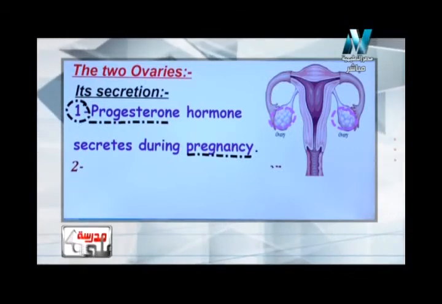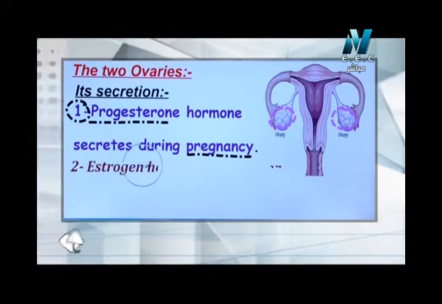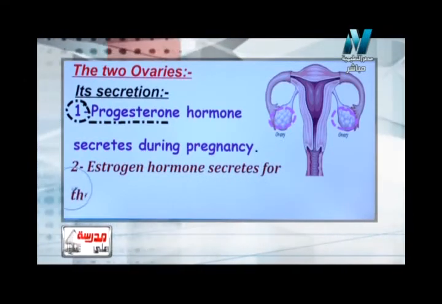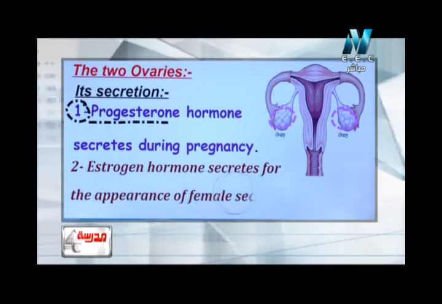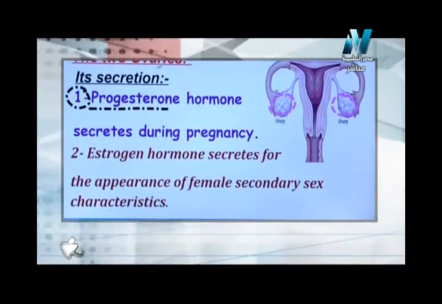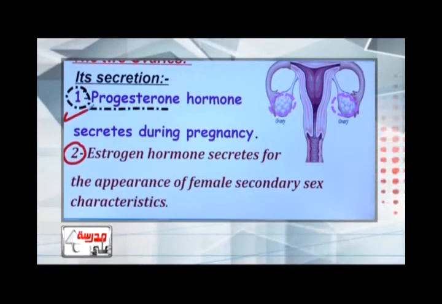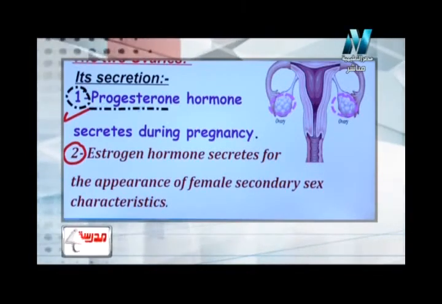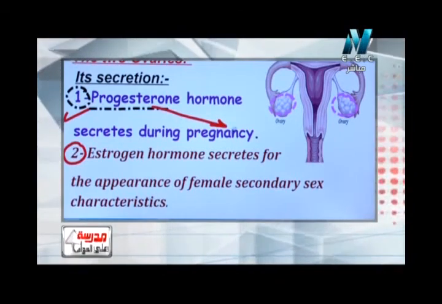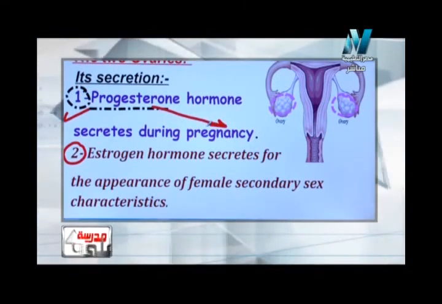And we have another hormone, its name is estrogen hormone. Estrogen hormone is secreted for what? For the appearance of female secondary sex characteristics. So the two ovaries secrete two hormones. Progesterone hormone, pay attention to the word progesterone so we don't forget: progesterone, pregnancy. I link pro with pregnancy so we don't forget. So progesterone hormone is secreted during pregnancy.